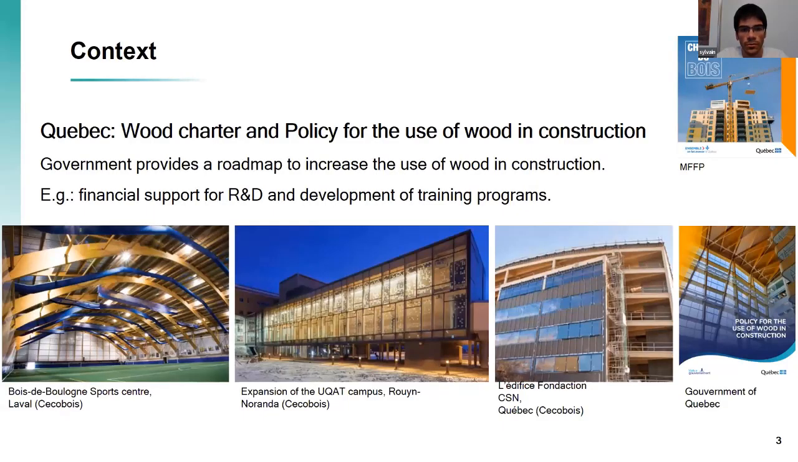So, as part of a policy for the use of wood in construction to support forestry and construction industry, the government in Quebec provides a roadmap to increase the use of wood in construction. So we see more and more buildings with more than 6 floors sometimes, with a solid wood structure. With this increased number of publications that show that the use of wood in construction may be an eco-friendly option, decision makers may move to use it on a large scale.